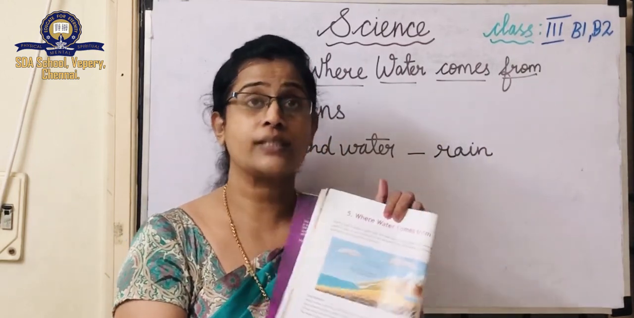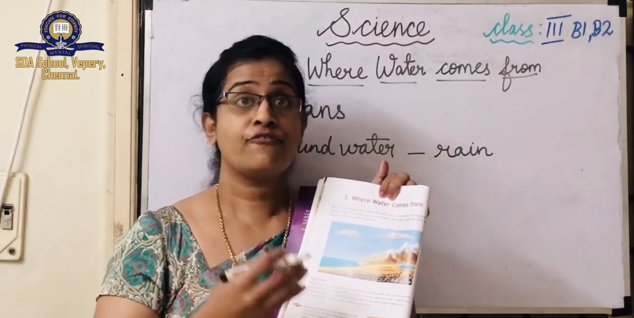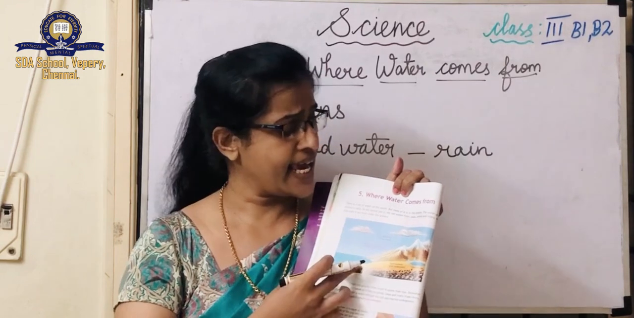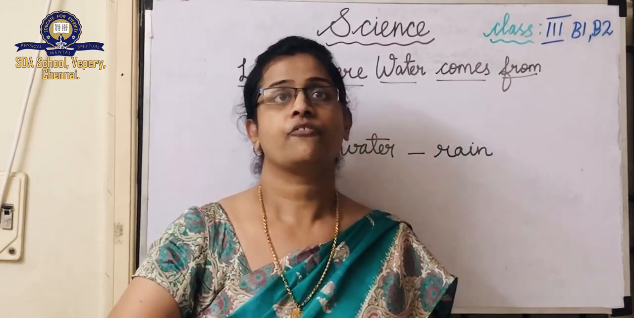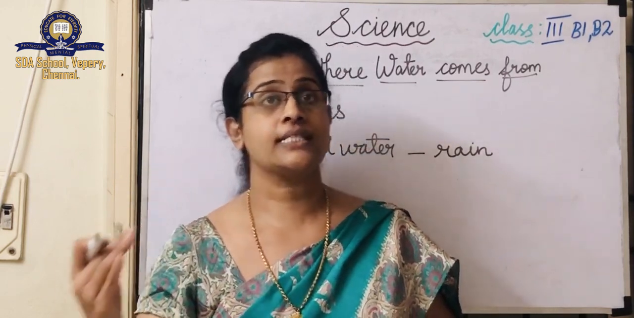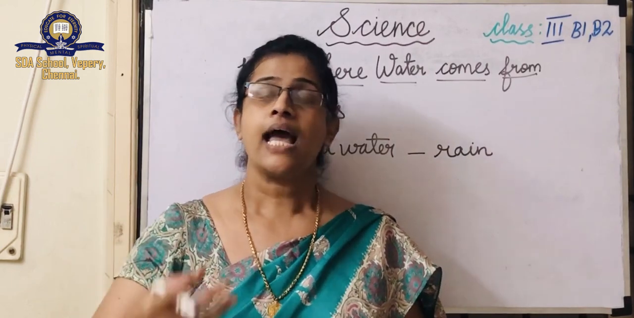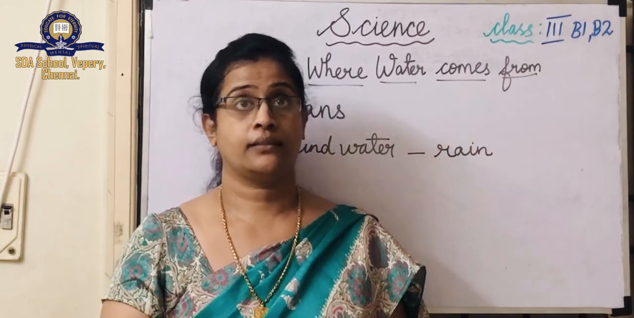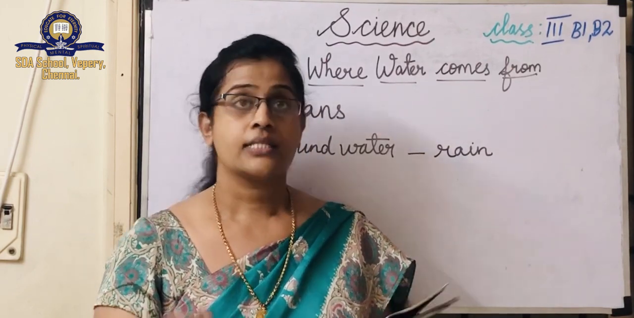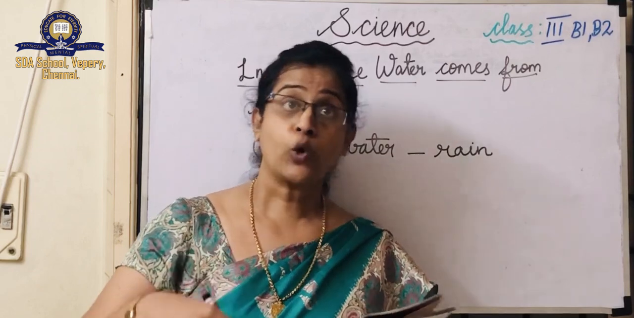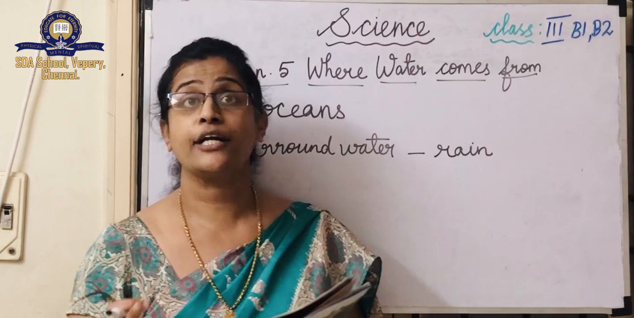Rainwater flows down hills and slopes. Some of the water fills up ponds, lakes and rivers. From rivers, it flows into the sea. And some of it soaks through the soil and reaches underground.